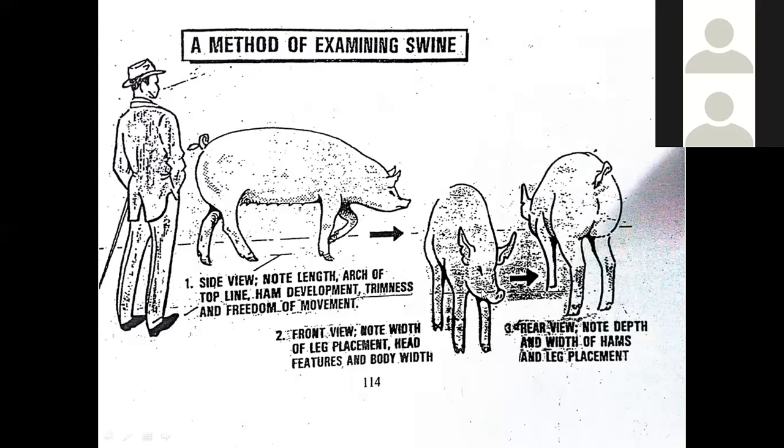Again, you have to see the front view, the legs should be wide apart. The jowl should not be too flappy. If it is too flappy, it indicates it is having more fat. The front view, note the width, head features and body width. And the rear view is very important. I told you the ham should be broader than the loin region. So when you see from the back, the ham region or the rump region should be much broader than the loin region.